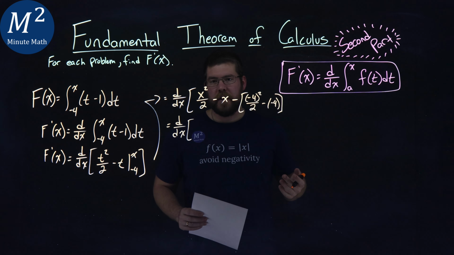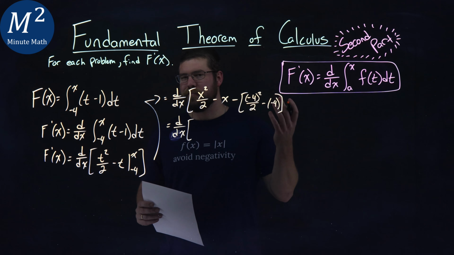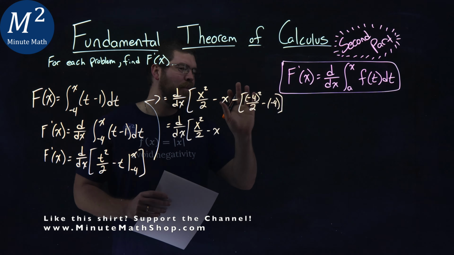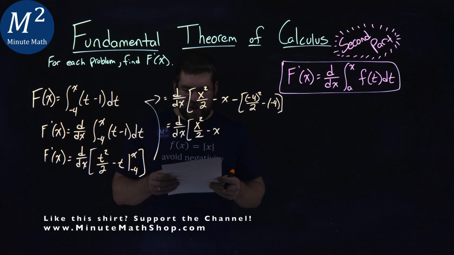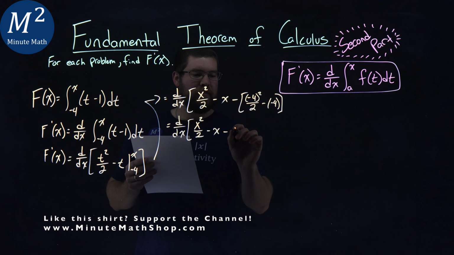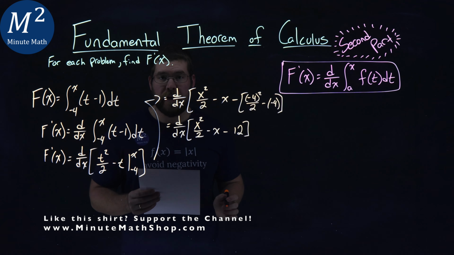So now we just want to simplify a little bit. Now the left-hand side stays the same, right? x squared over 2 minus x. And whenever we have a constant here, it really doesn't matter what it's going to come out to be, but it simplifies to be a -12. And you'll see why in a second.